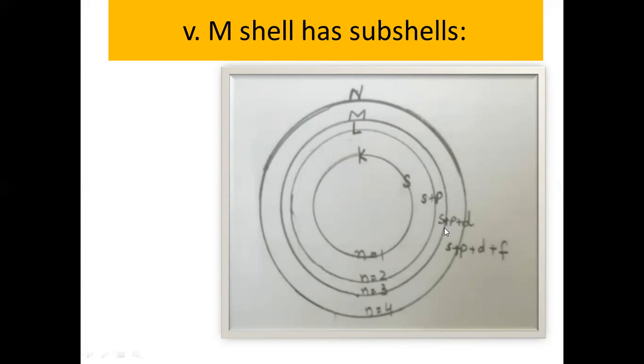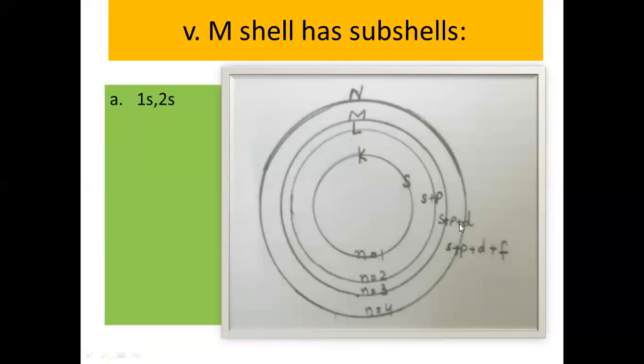The subshells which are present in the third shell are S, P, and D. We can also call it 3S, 3P, 3D because 3 is for the shell number, the value of N. We always write the value of shell number or the value of N before the subshells. Okay, so NS, NP, ND. N is 3, so 3S, 3P, and 3D. Options are 1S, 2S. 1S is for shell number 1 and 2S is for shell number 2.